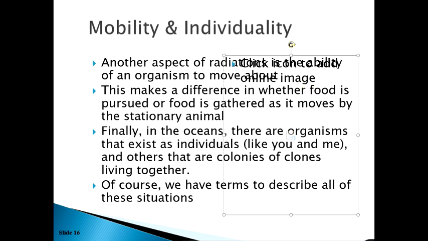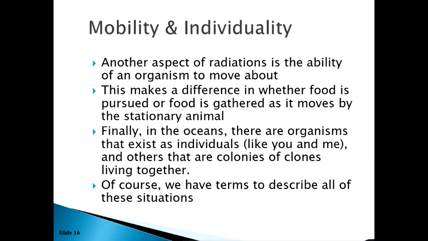And then in the oceans, we need to talk about two aspects that we don't really think too much about on land. The ability for an organism to move about, and then its individuality. So mobility, locomotion, how one gets from one spot to another. You and I do it by walking from one place to another, or we've invented technology, bicycles, skateboards, SUVs, trains, planes, automobiles to move us from one place to another, but we have mobility.